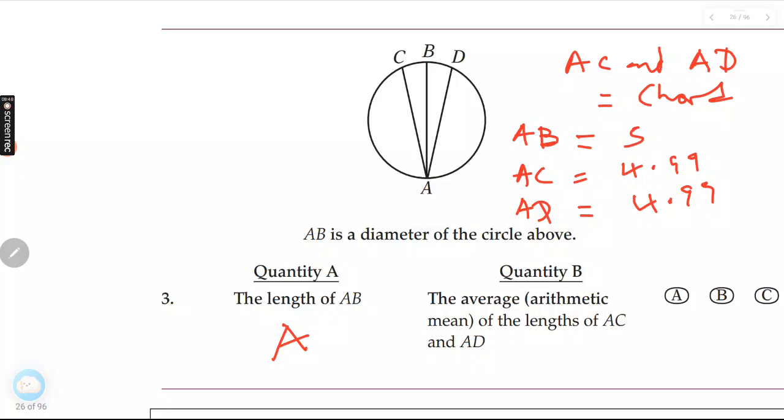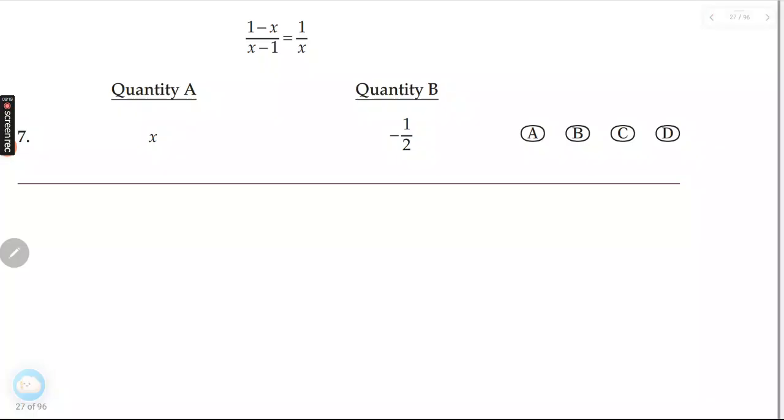I said, okay, let's imagine that AC and AD are 4.99, but they can never be up to 5. So 4.99 plus 4.99 divided by 2 is 4.99. You can also use any other numbers, but the most important thing is that the average of 2 numbers that are less than 5 cannot be greater than 5. So A is greater. Now the next question.